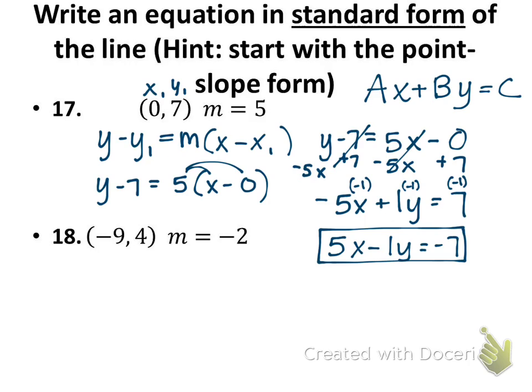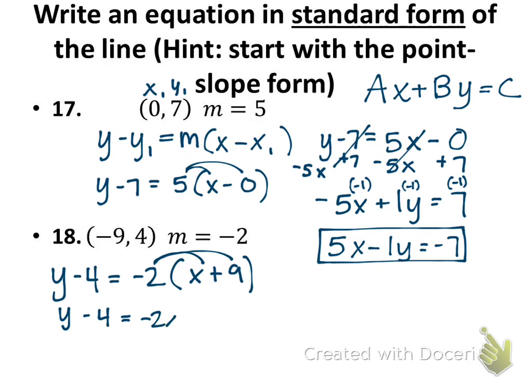All right, so let's do the next one. They want it in standard form. Did they even give me an equation to work with? No. So what form do I start out with? Point slope, because they give us a point and they give us a slope. So y minus 4 equals negative 2 times x plus 9. Very good, because it would be minus negative 9. So now, distributive property, y minus 4 equals negative 2x minus 18.